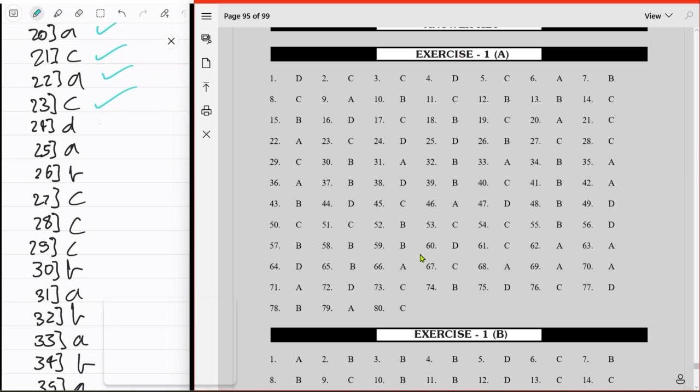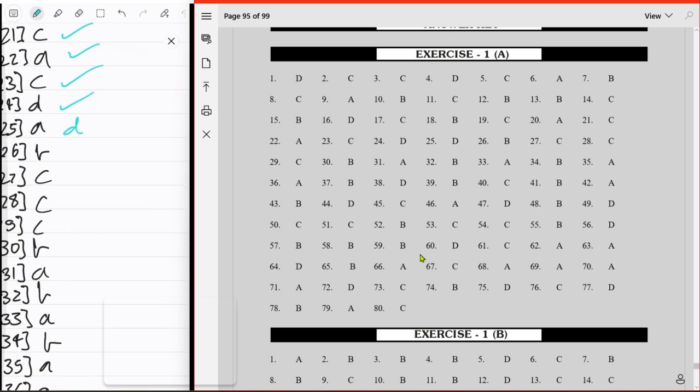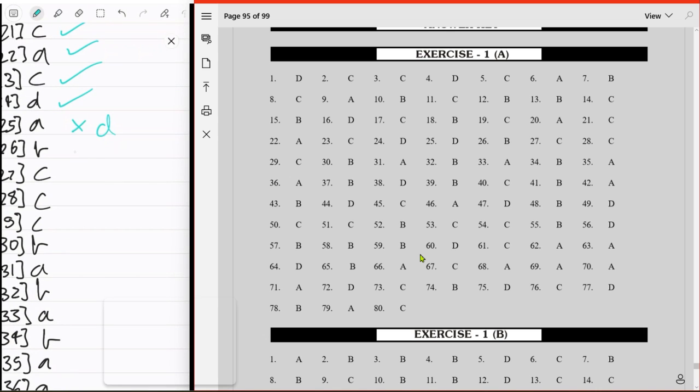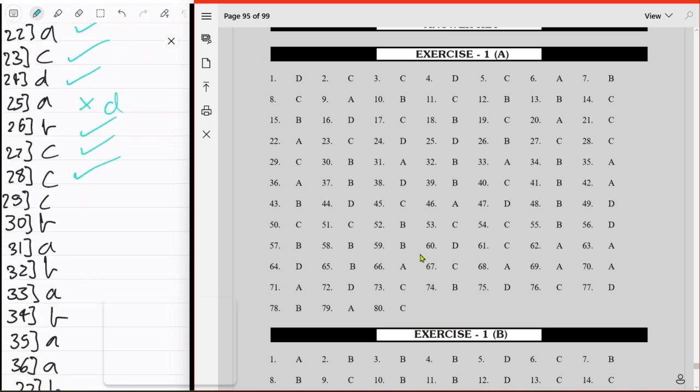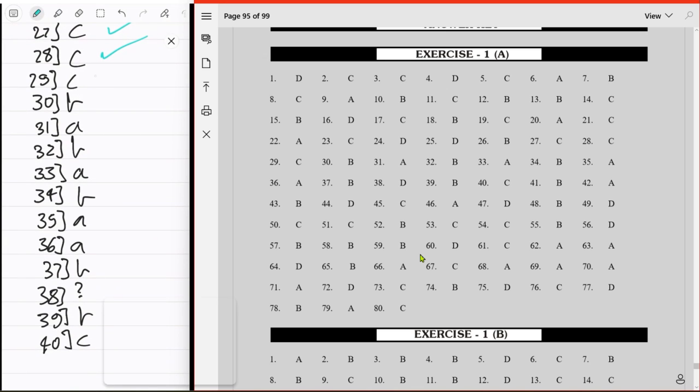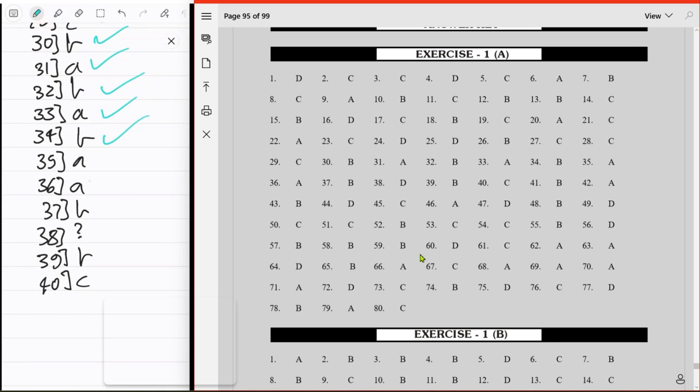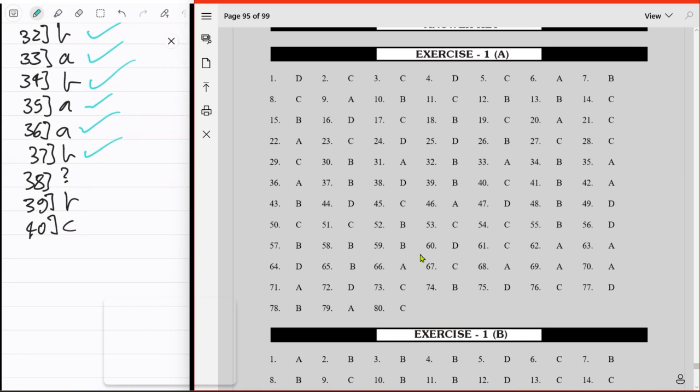Then 24th, DDBCC. Seriously? Oh, that's D. Huh? 25th, it should be D. Okay. 26th, what was it? Okay, BCC. That's 29. CBA, BAB. Yes, that's the thing. 35. AAE. Okay. 38. It is D.